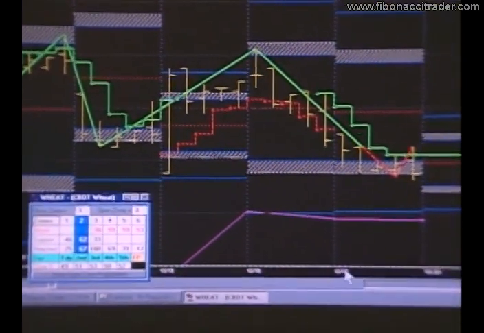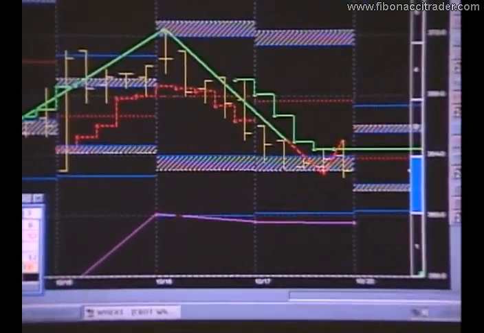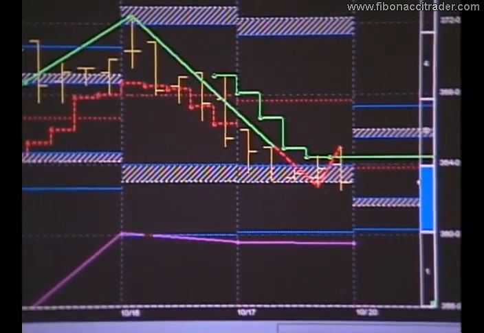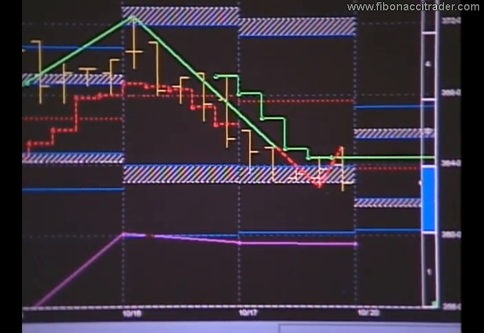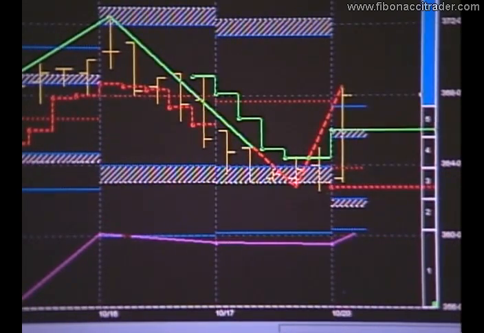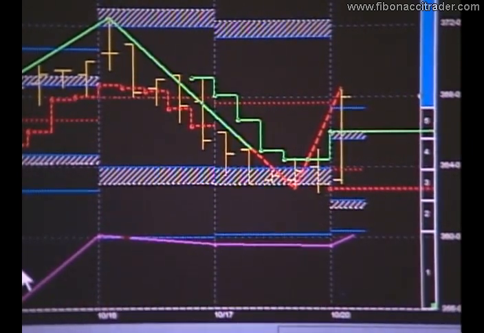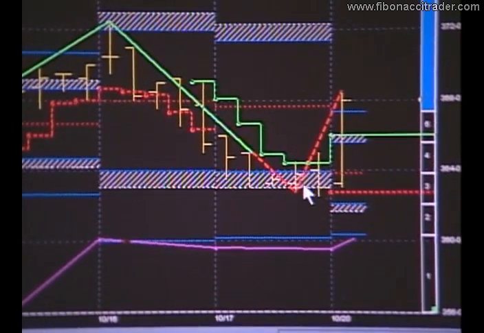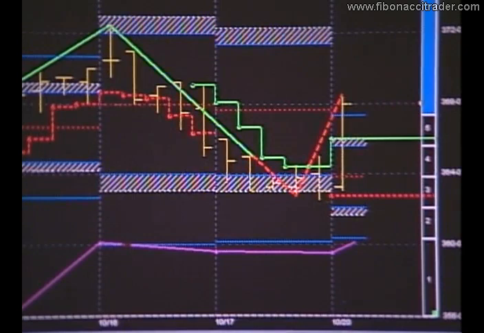On this day here, which is the 17th of October, the close was in zone number 2. That was the final close. And then when we go to the next day, it opens in zone number 3. Something is wrong. Oh, no, it's correct. Excuse me, I was looking at the closing of this bar. Let me fatten up this bar a little bit.